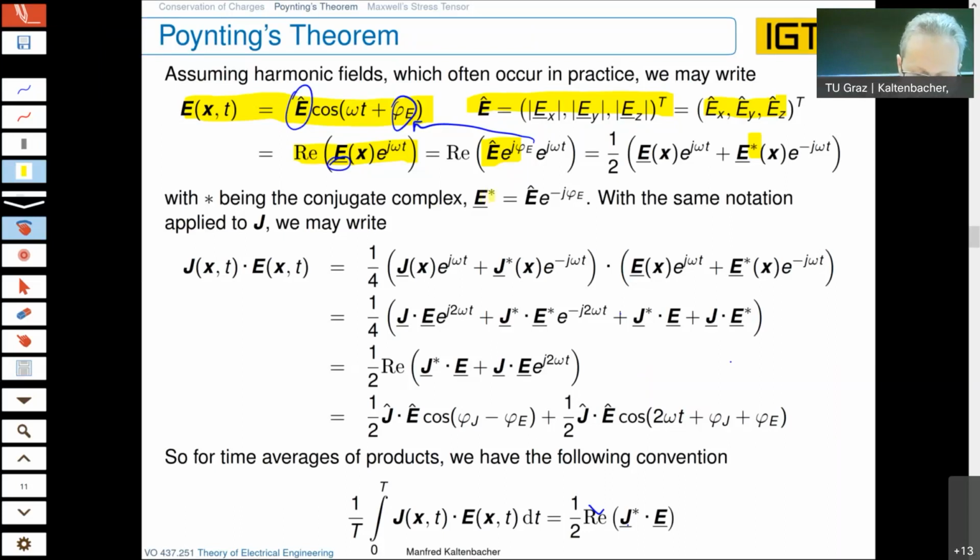If you just look at this E underline and you take the complex conjugate, we know we just take this minus j phi, which is the phase, because the hat component is the absolute value. Okay, now we had exactly this term here considered. So let's compute what the dot product between the current density and the electric field is.